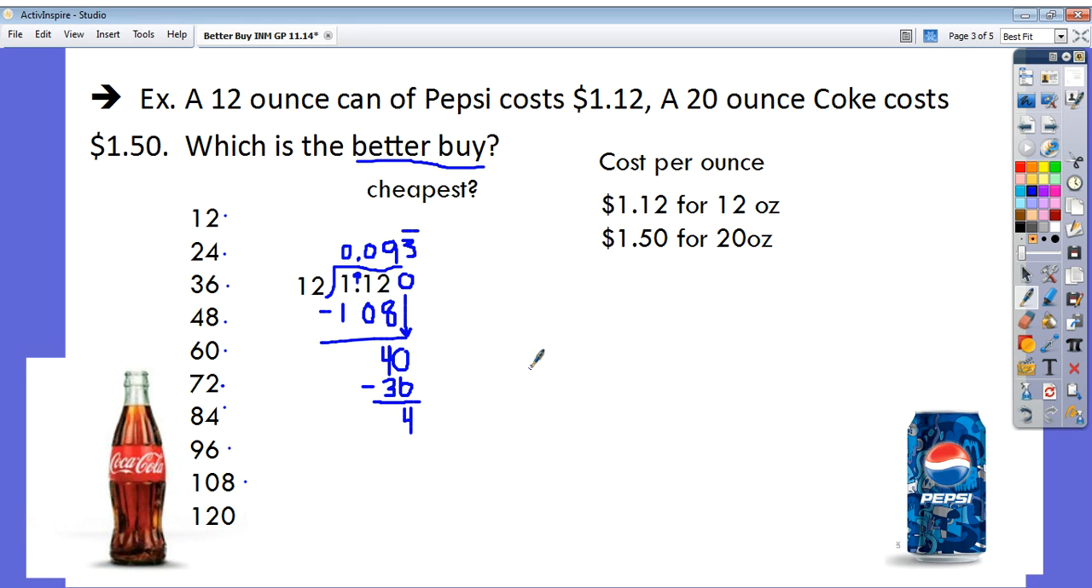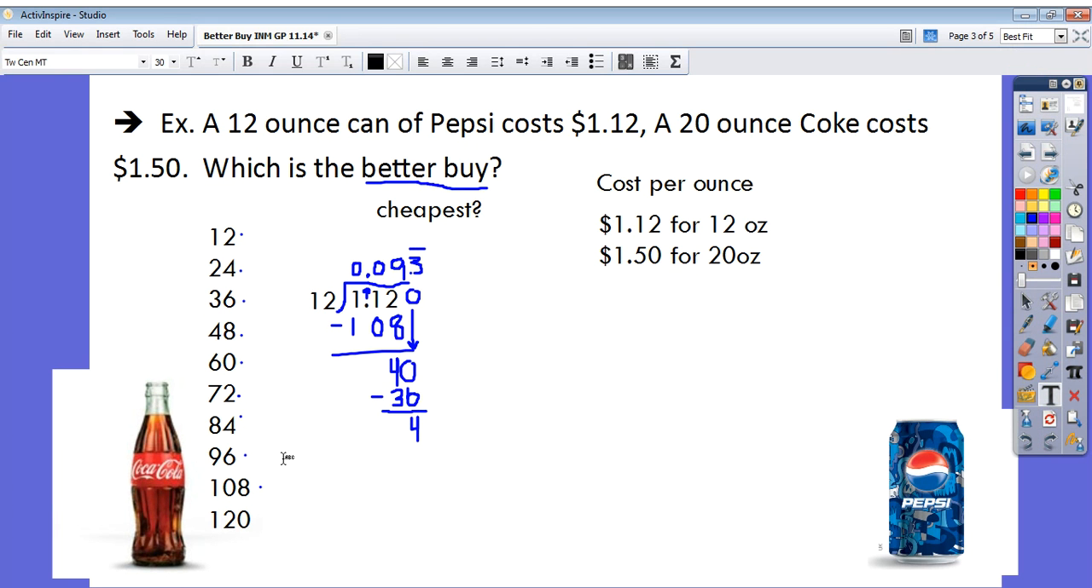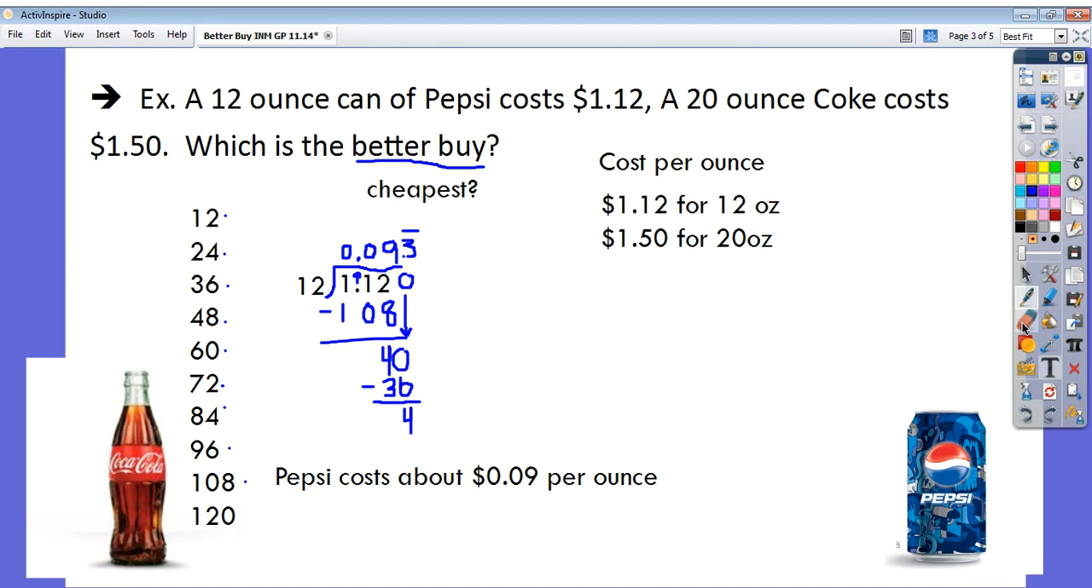Now, take a look. We're talking about money here, and in money, we don't have a thousandths place. So if I cover up that 3, then it looks like Pepsi costs 9 cents per ounce. And it makes sense because that 3 tells me I can round down. So I'm going to say Pepsi costs about 9 cents per ounce.